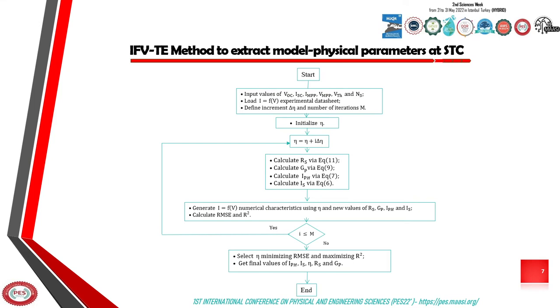Turning our attention now to this algorithm that summarizes the additive factor variation for the transcendental equation method for extraction of model physical parameter values at standard test conditions. For this method, we use the additive factor as a variational parameter. We assign an initial value to the additive factor and resolve equation 11 via MAPLE software to obtain the value of RS, and calculate values of GP, IPH, and IS using successively equations 9, 7, and 6. Then we vary the additive factor with a step to minimize RMSE and maximize R square.